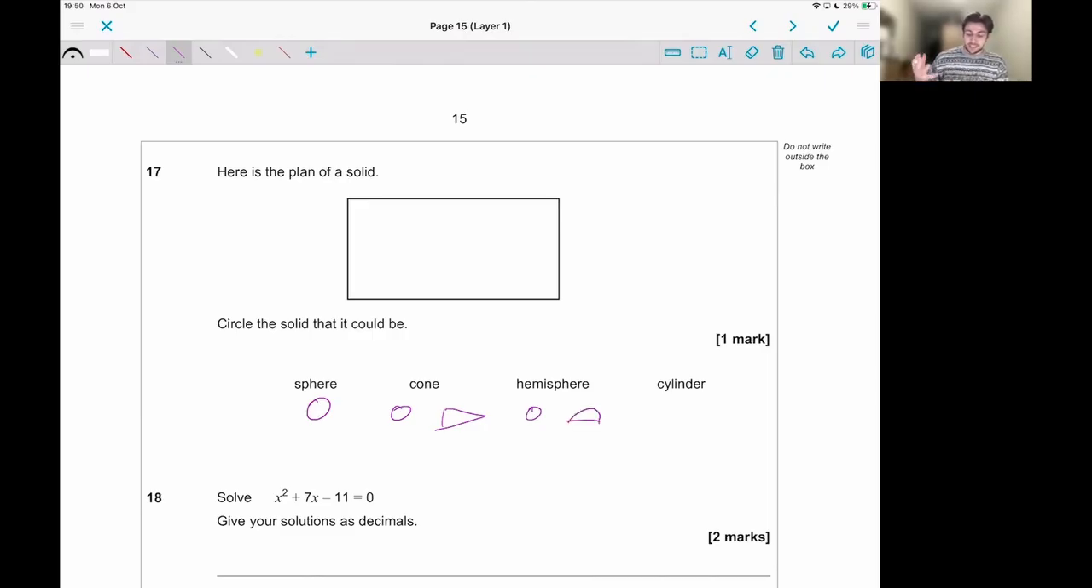So cylinder is the only option, because if you look at a cylinder from the circular side, yes, it looks like a circle. But if you look at it from the other side, it looks like a rectangle. So cylinder is our answer. Nice and easy.